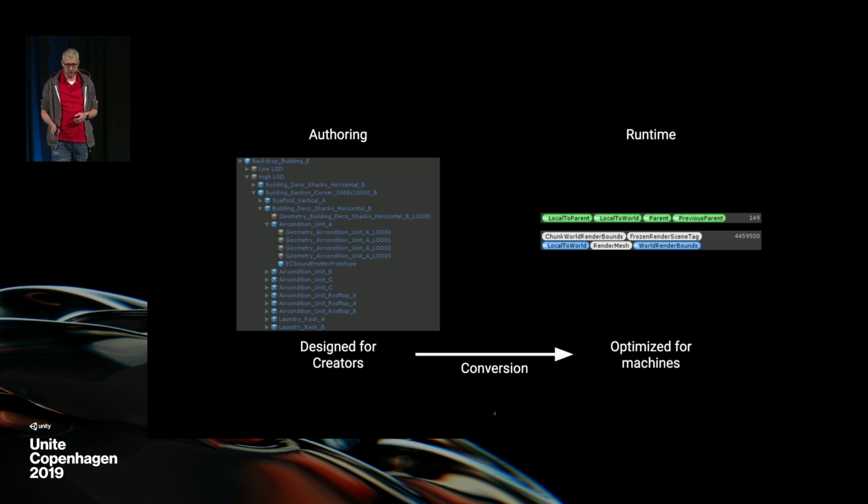If you look at the right side here, that's the runtime representation of the data in Megacity. You have those 4.5 million objects. They are without any hierarchy in them at all. And we just couldn't work with that many GameObjects.